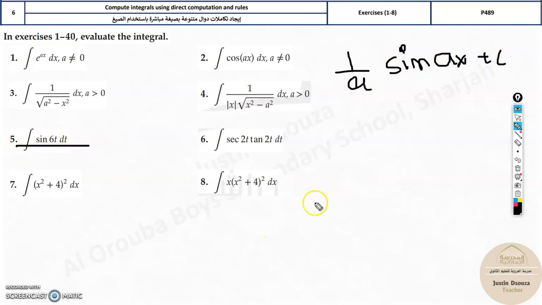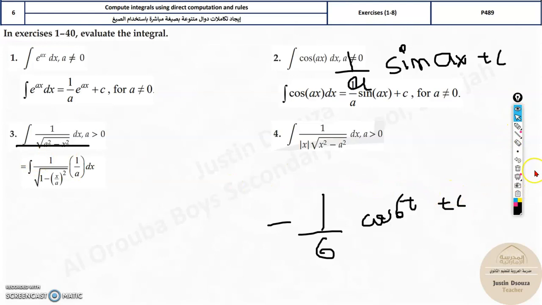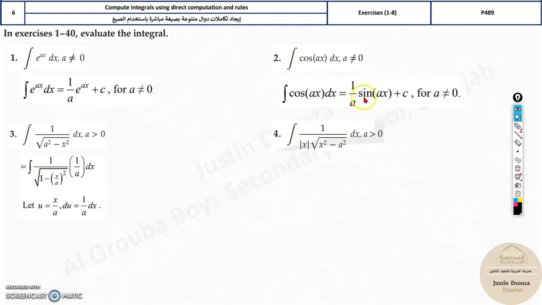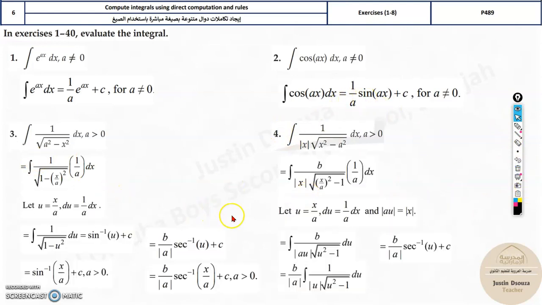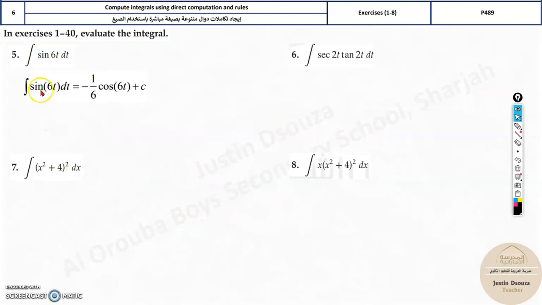Now what about this? It will be 1 by 6. Since it's sine to cos, it will be minus. And you will have cos 6t plus c. So directly you can get the answers. Let's just double check them. One second, I'll come back to these. You can see over here, minus 1 by 6 and so on.